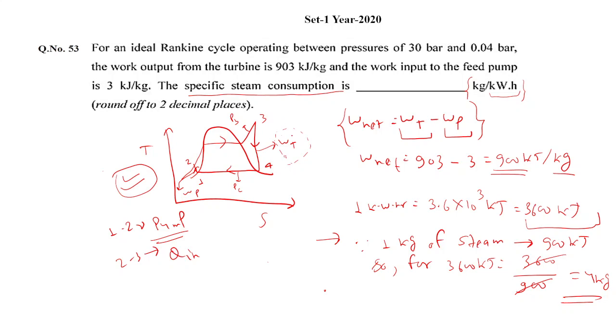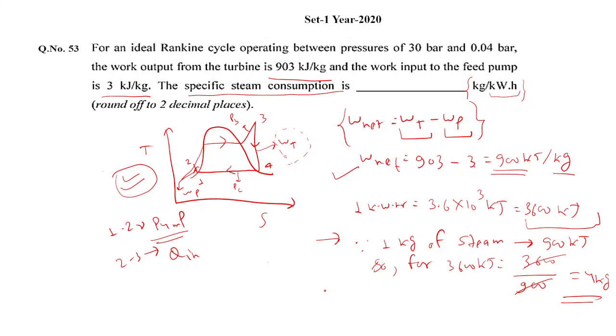So here you have to simply find the net work done. Net work done would be the work you have got from the turbine, which is positive because you are getting it, and in the pump you provide work to the pump. So net work done would be turbine minus pump. For the turbine it is given 900 kilojoule per kg, and for the pump 3 kilojoule per kg we have to give. So what would be the net work done? 903 minus 3, right?